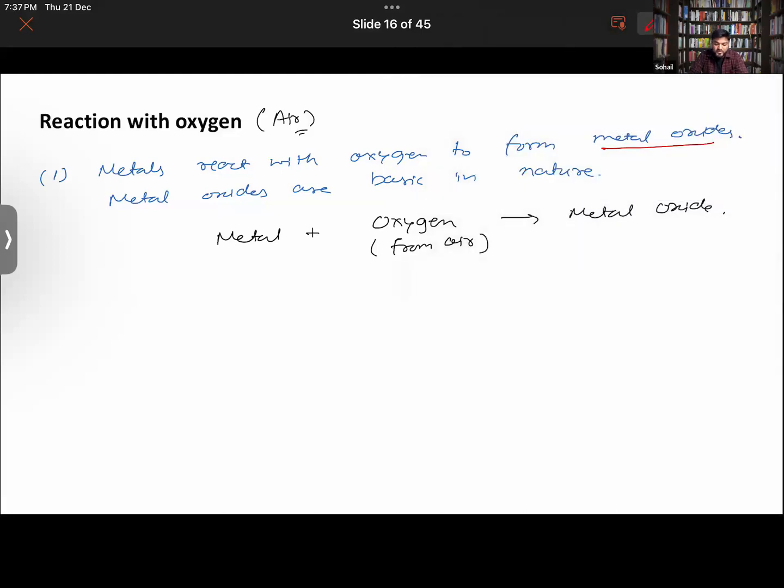How do we check whether the oxides are basic? How did we prove this? How do we prove that this metal oxide is basic in nature?